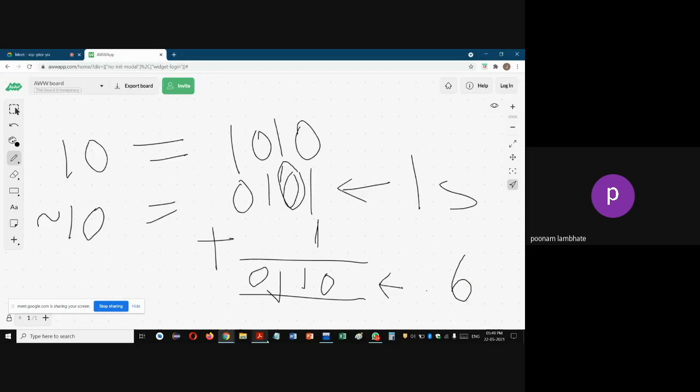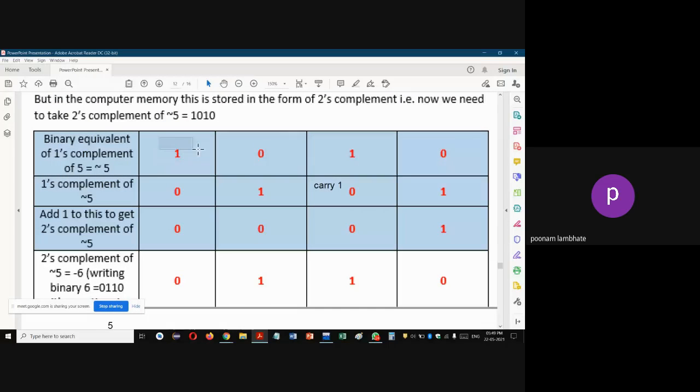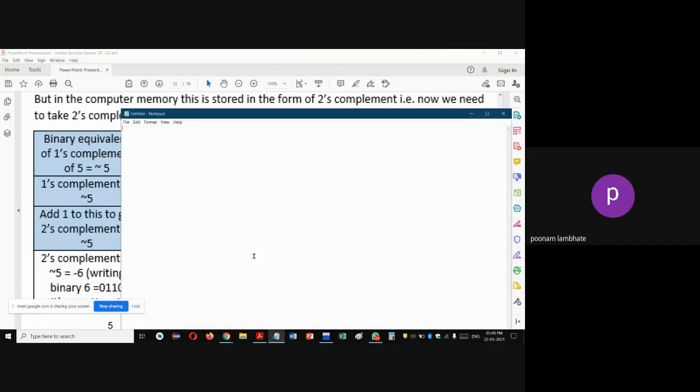Okay, so let us see our example. You have got 1010. This is stored in the form of 2's complement in the computer memory. So to this 1010, I have to first take 1's complement, that is I get back the original. If this is my number 0101, and I take 1's complement, it is 1010. Again I take 1's complement, 0101, meaning I'm getting back the original number if I take 1's complement twice. Have you understood this?